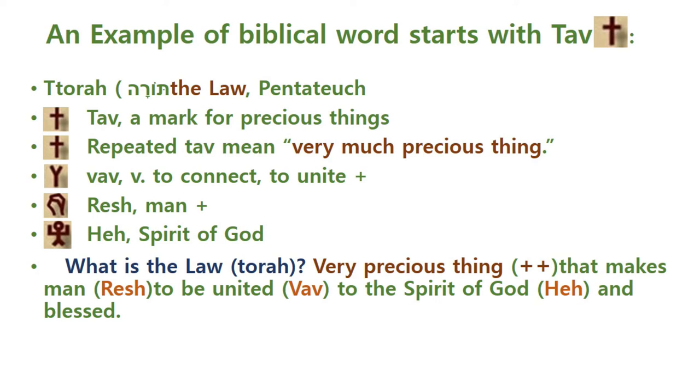Okay, do you see? The human head is called Resh. Human head, Resh, means man. And then the final letter, He, is the spirit of God. Okay, now let us try to understand the meaning. What is the law? What is the Torah? Torah is a very precious thing. Very precious thing, double Tav, that makes man, Resh, to be united, the Vav, to the spirit of God, He, and blessed. That's the meaning of Torah.